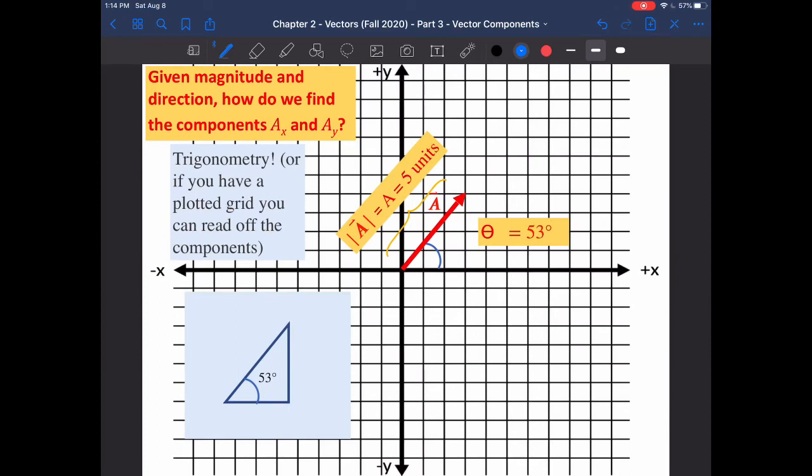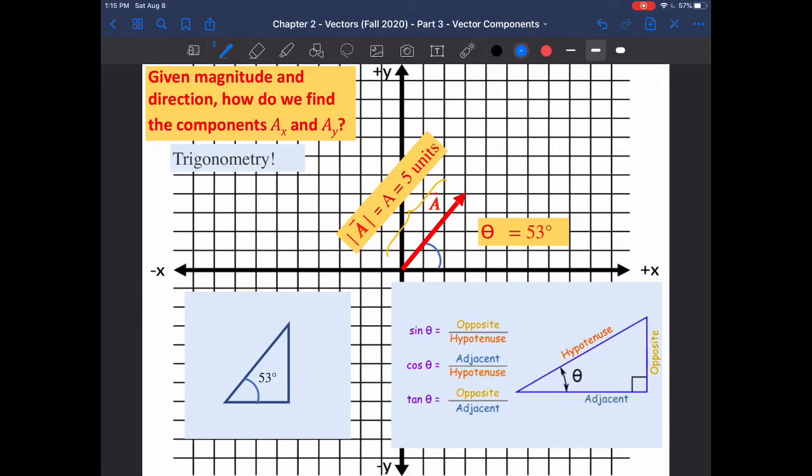All right, we have a triangle. The adjacent to the angle in this case is a sub x. Opposite this angle is a sub y. And the hypotenuse is our magnitude a. Okay, and so I can use SOHCAHTOA, right? Sine, cosine, or tangent to figure out what these components are.